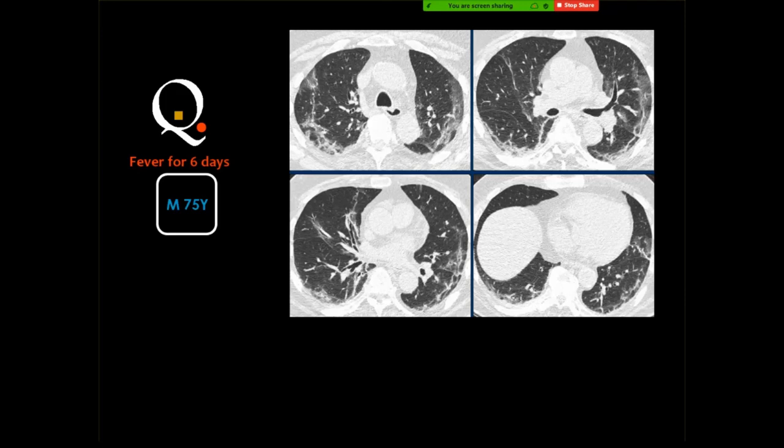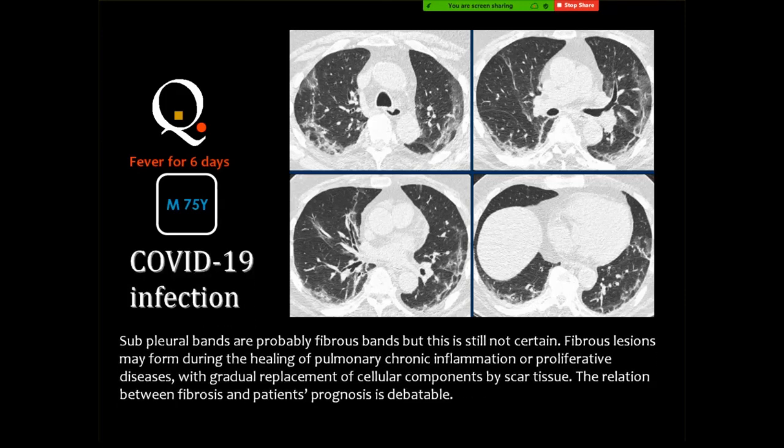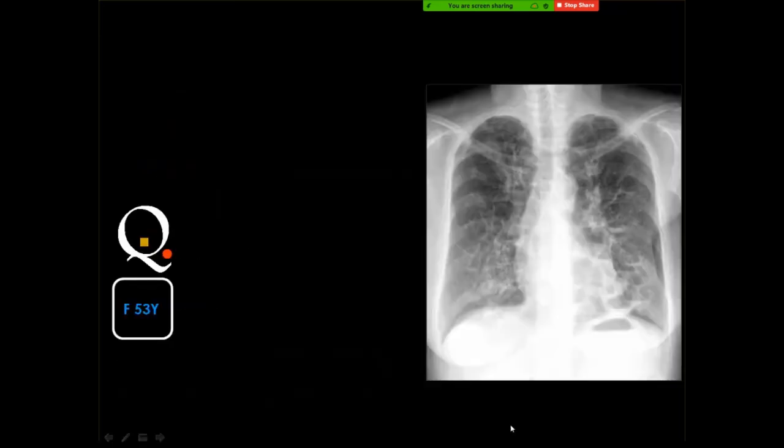Ground glass. COVID-19. Yes, very good. This is COVID-19 infection and is showing the classic appearances with the ground glass and subpleural lines, and this is the classic appearance of COVID-19. Yes.